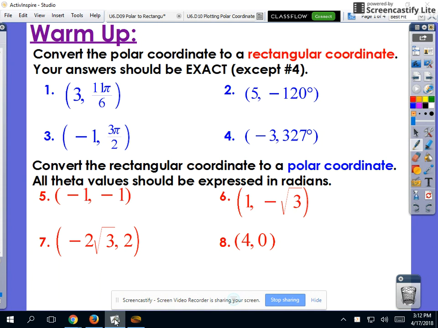We will be working through polar graphs today, but we need to make sure we have our confidence level high for polar coordinates and rectangular coordinates. So take about 5 minutes to work through these 8 questions. Pause your video now.